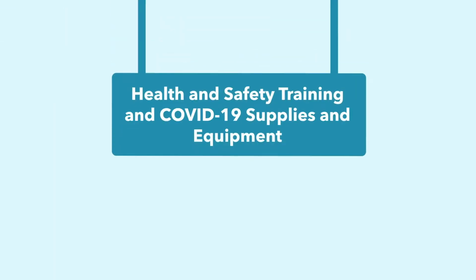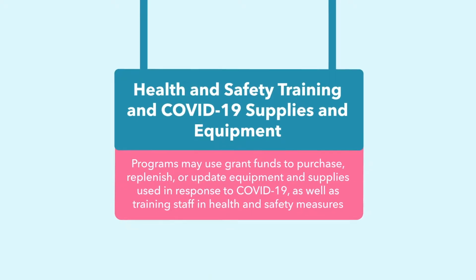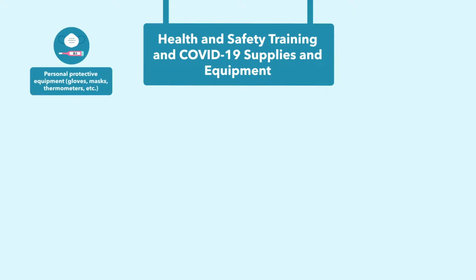Health and safety training and COVID-19 supplies and equipment. Programs may use grant funds to purchase, replenish, or update equipment and supplies used in response to COVID-19, as well as training staff in health and safety measures. Here are some examples of these expenses. Personal protective equipment, like gloves, masks, thermometers, etc.